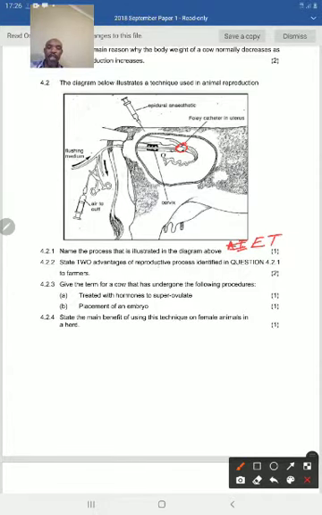State 2 advantages of the reproductive process identified in 4.2.1 for farmers. Yes, definitely you increase a superior cow. A superior cow can have many calves in 1 year. Many calves in 1 year.